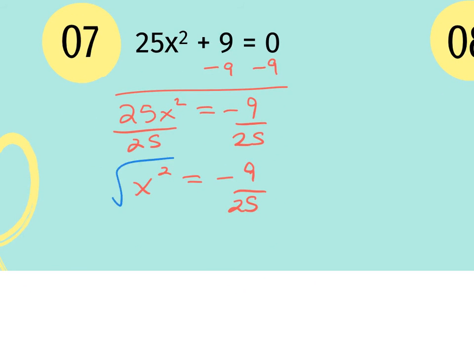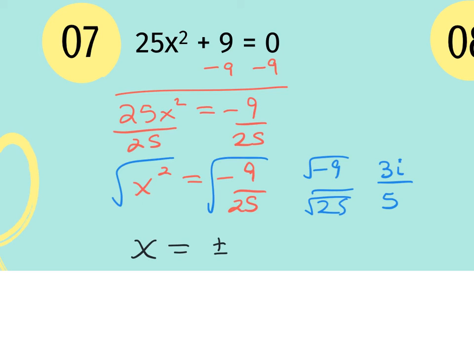Square root, square root. I can square root the negative 9 and the 25 individually if that helps. The square root of negative 9 is 3i. The square root of 25 is 5. So the final answer here is plus or minus 3i over 5. Yes? I square rooted it first and... Okay, that's fine. The proper step is to isolate just the x squared.